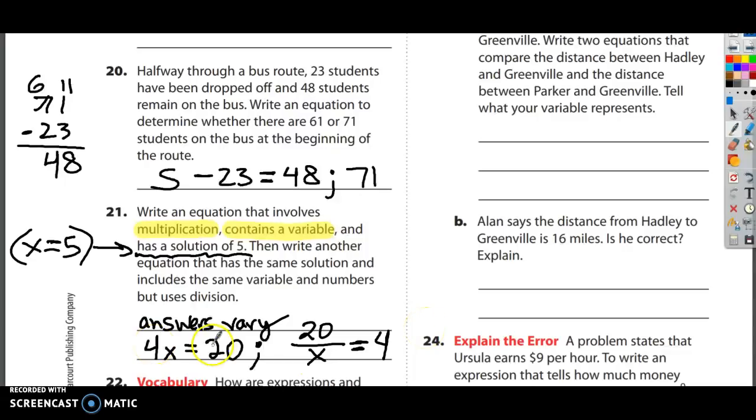I want you to notice something. It's the same numbers. It's 4 times x. If it's 4 times 5, it'd be 20. 20 divided by 5 would be 4. It's the same numbers. I've got 4x and 20, 4x and 20.